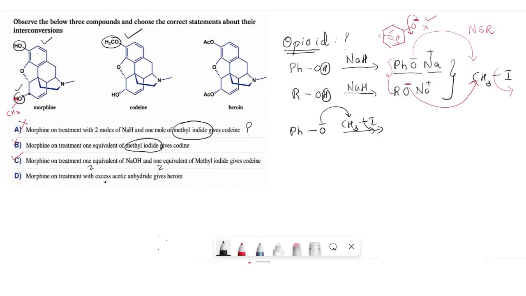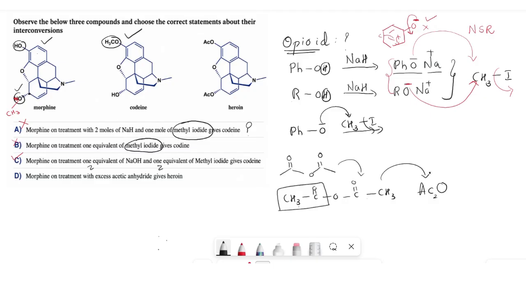Morphine on treatment with excess acetic anhydride gives heroin. Is this a correct statement? Yes, it is correct. How so? Because the acetic anhydride structure is this. It is also written like this: CH3COOCOCH3. You can see that this part is considered as acetyl. That's why it is written as Ac twice O. Don't get confused, all of them are the same.